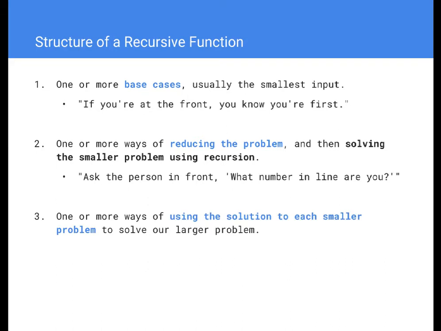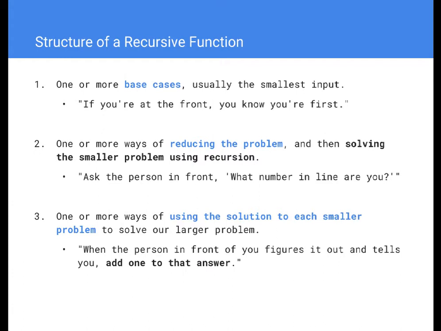And the last part is one or more ways of using the solution to each smaller problem to solve the larger problem. So this is where we take the answer that the person in front of us told us, and then we add 1 to it, right? Because we need to add 1 to figure out our position. So there's 3 parts. I have a base case, a way of reducing the problem using some kind of recursive call, and then a way of taking that answer that someone else gave me, and then doing something more with it to compute my own answer.